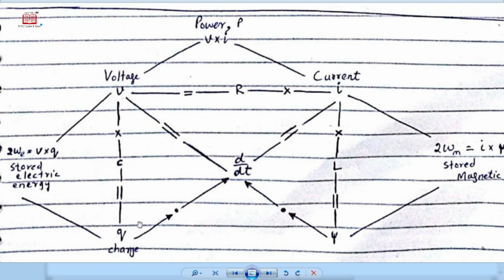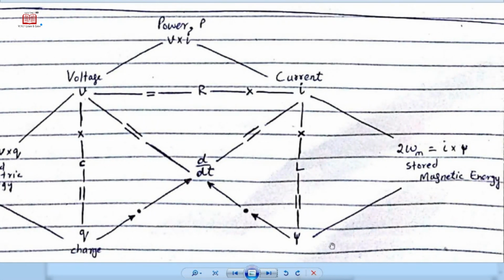The derivation of the charge, q dot, becomes the current, and current into L, the inductance, is equal to psi. And if current and psi are multiplied, it will again become the energy, but this time the M in the subscript represents the magnetic energy.